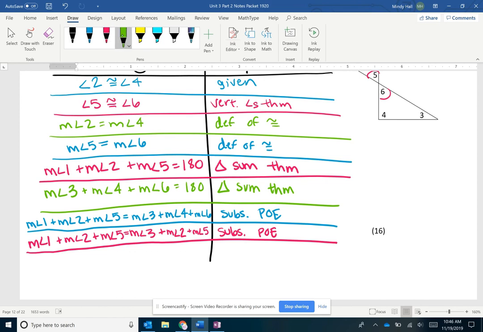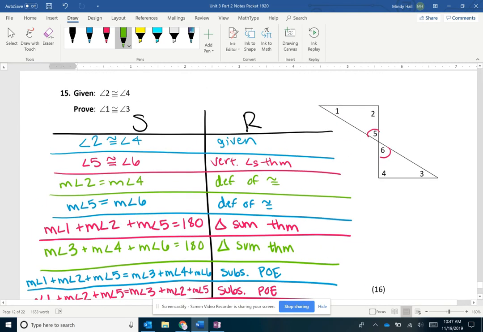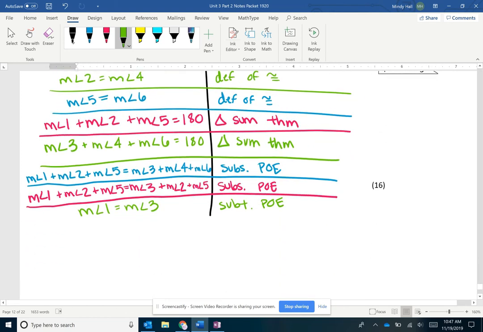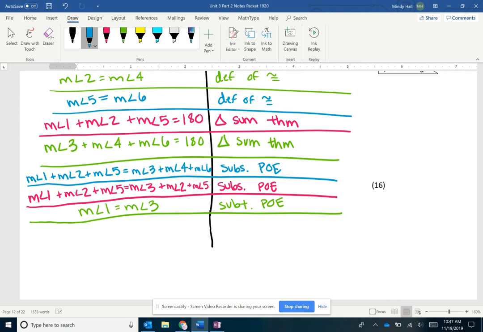So then we have measure of angle 2 and the measure of angle 5 on both sides. So we can use the subtraction property of equality to get that the measure of angle 1 equals the measure of angle 3. And then by doing that, remind yourself that we have to say 1 is congruent to 3. So then my last statement, I'm going to extend my line a little bit, is that angle 1 is congruent to angle 3 because of the definition of congruence. Okay, so that is the end of your proof practice.